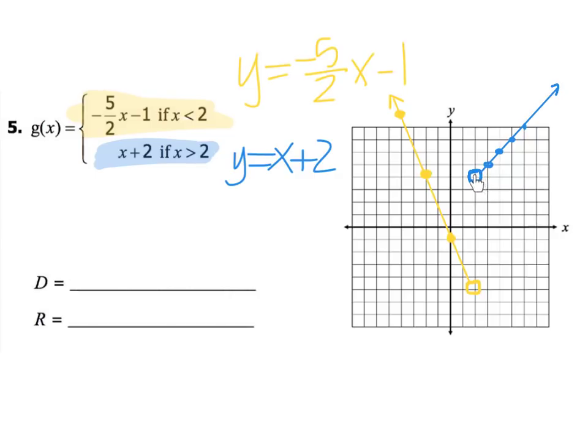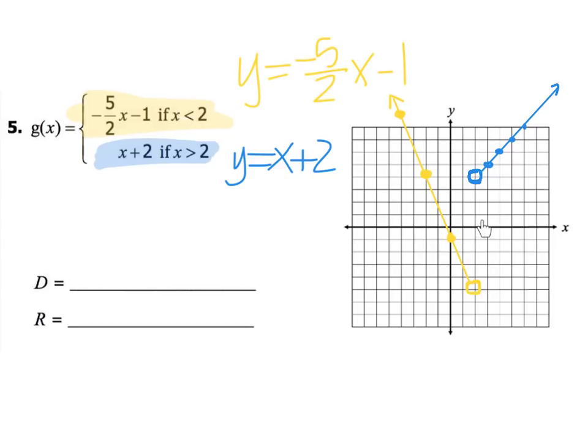When x is greater than 2, it's the blue one. All right, and we've got our two different pieces of our piecewise function. Now our domain. For domain, we look from left to right, at our x-axis. So our graph goes to the left and right forever. This arrow tells us it's going to the left forever. This arrow tells us it's going to the right forever.